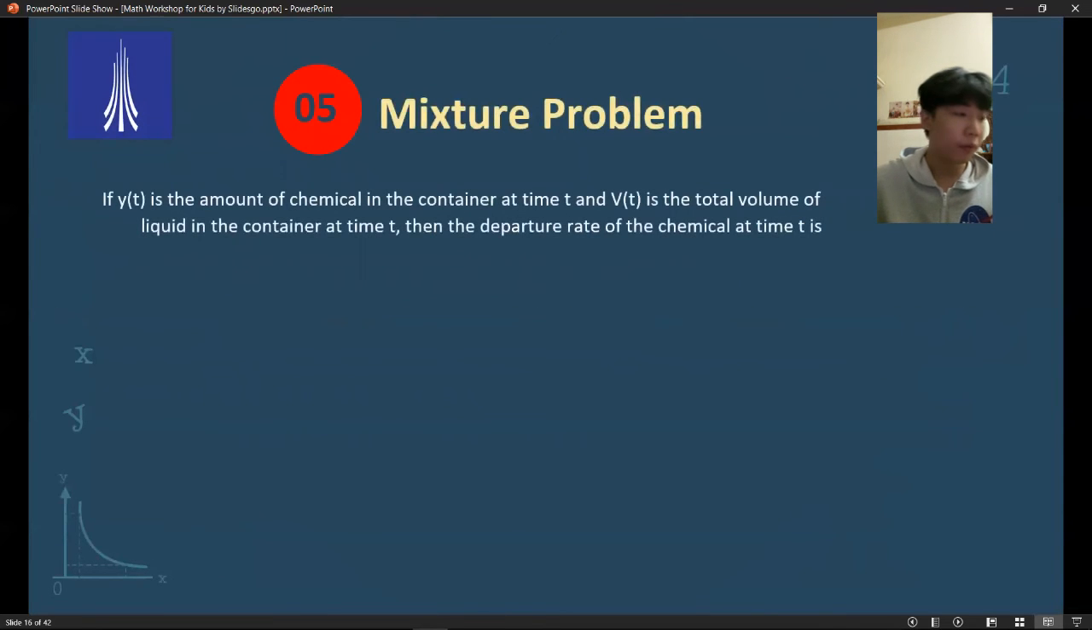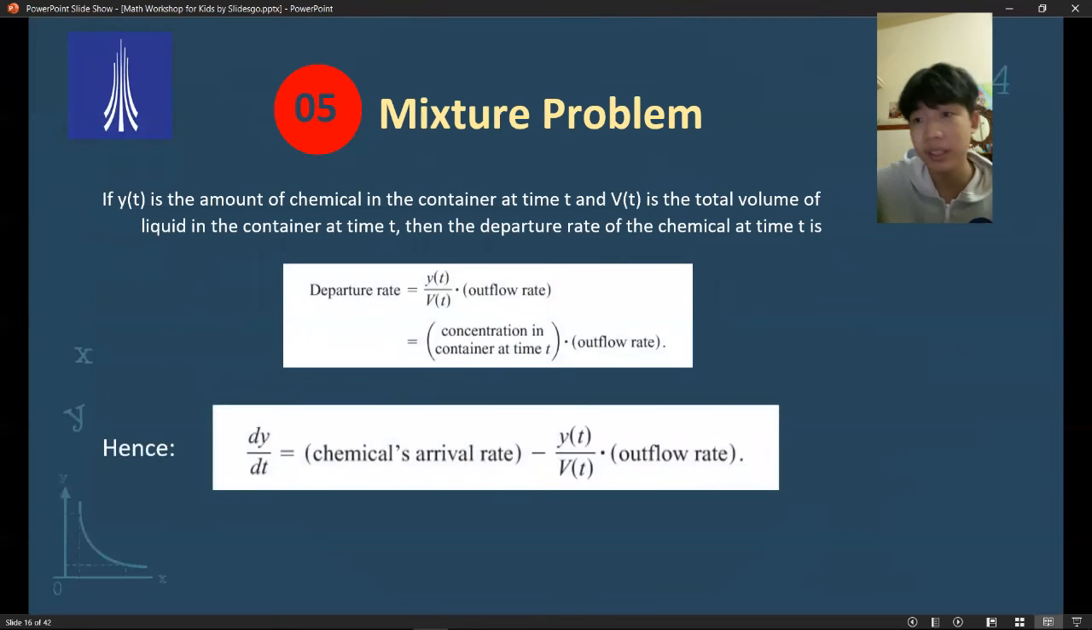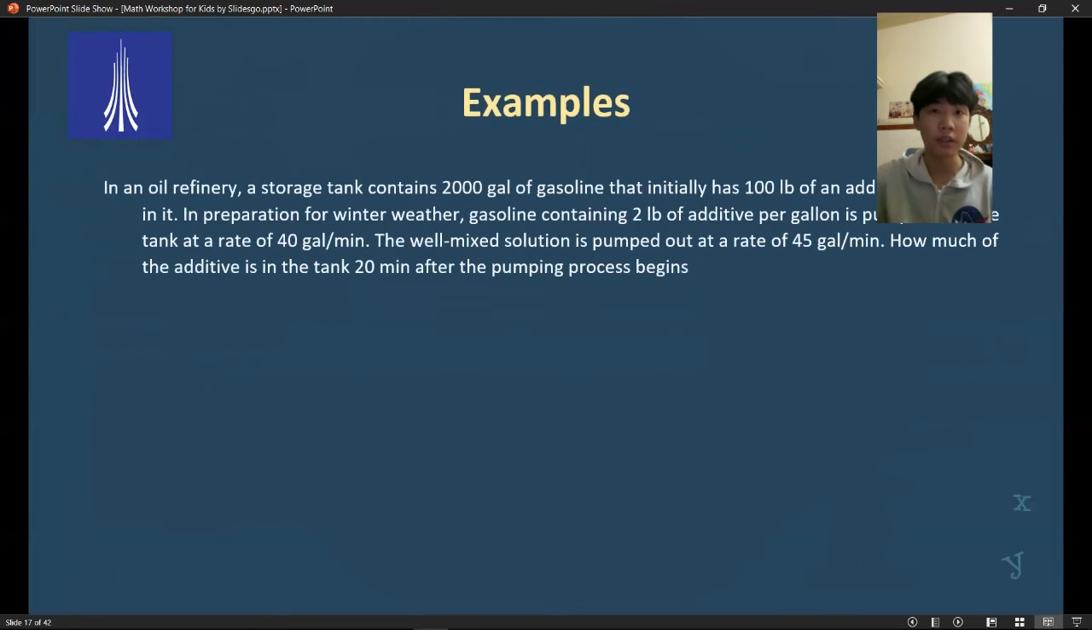And so if y of t is the amount of chemical in the container at time t, and V of t is the total volume of the liquid in the container at time t, then the departure rate of the chemical at time t, we can find as the formula below. And then going back to our original formula, we can find that dy over dt is equal to the chemical's arrival rate minus y of t divided by V of t times the outflow rate. So let's look at some example of it.